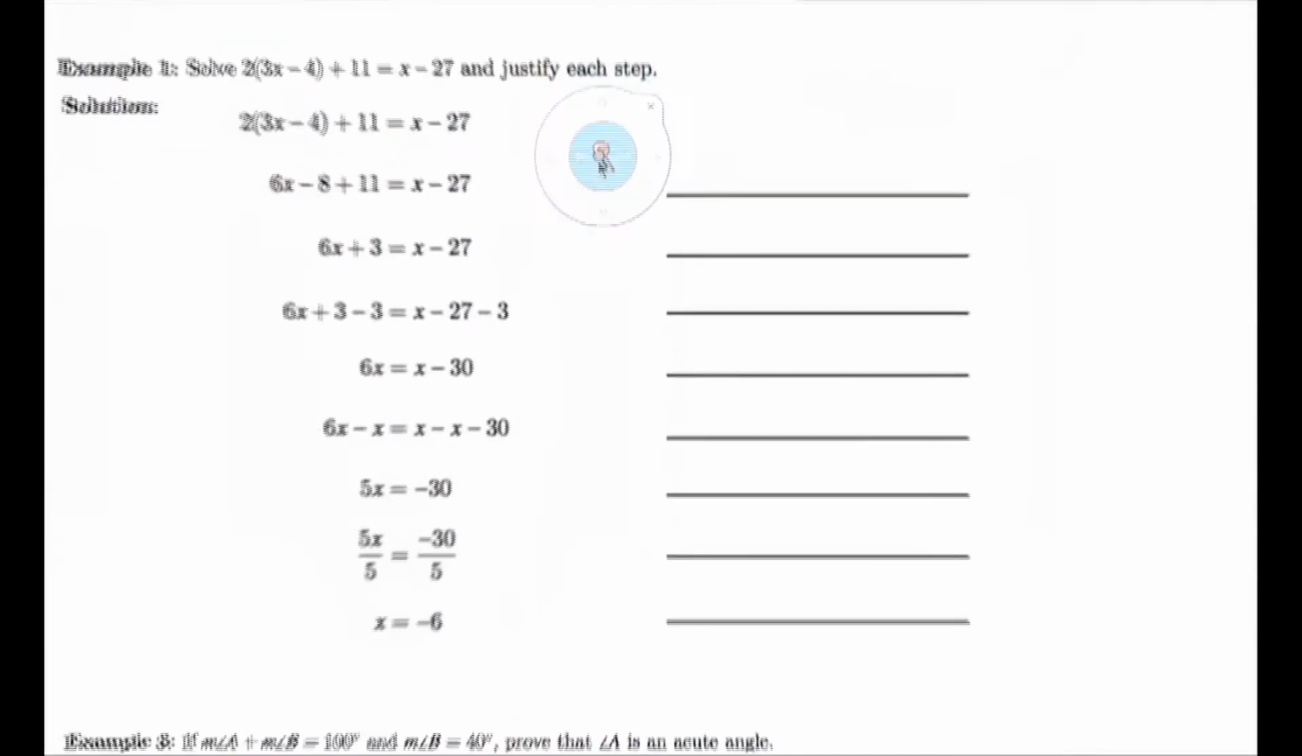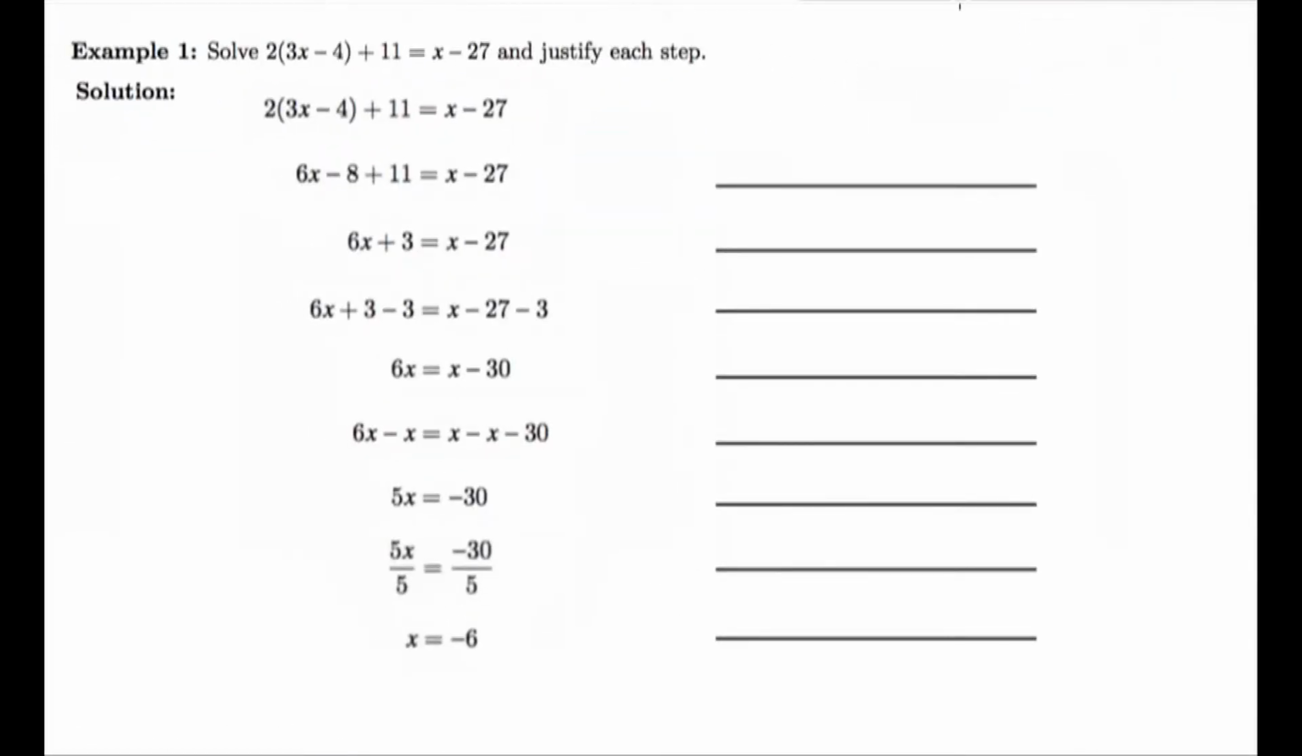Okay, so those are all the properties we're going to be using. In example 1, we're going to solve this problem and we're going to justify each step. So on the left-hand column, we're going to show each of the steps. And on the right, we're going to show the reason or the justification. So you can see the first step, we're going to distribute 2 into the quantity. So we're using the distributive property.